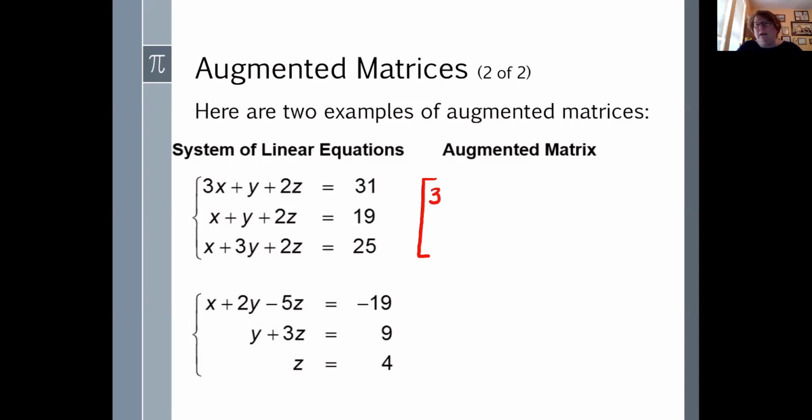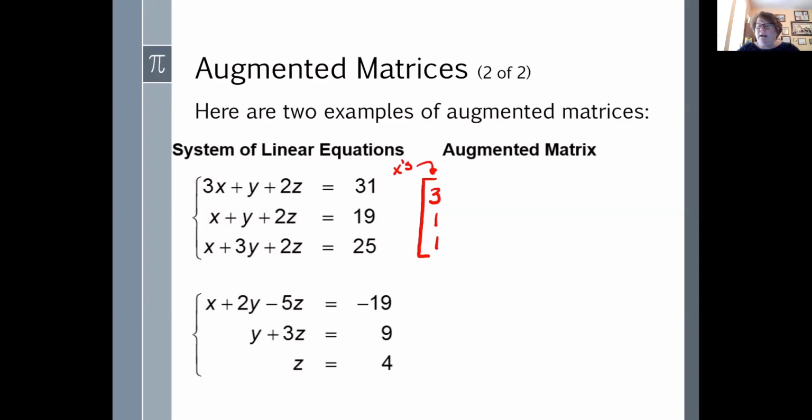In my second equation, the coefficient on x is 1. So my second row, first column, is a 1. And then my third equation, the coefficient on x is 1. So my third row, first column, is going to be a 1. So this first column here, those are the coefficients on the x's.